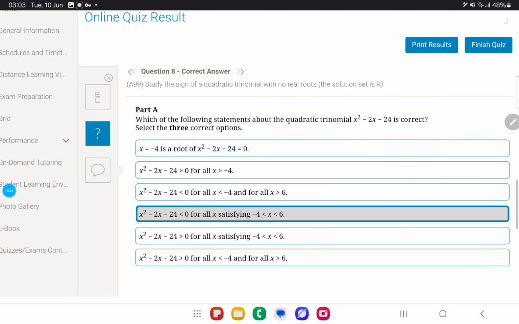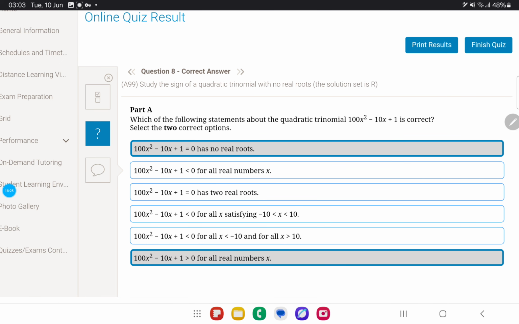They're all easy stuff. Okay. Which of the following statements about the quadratic trinomial 100x squared minus 10x plus 1 is correct?